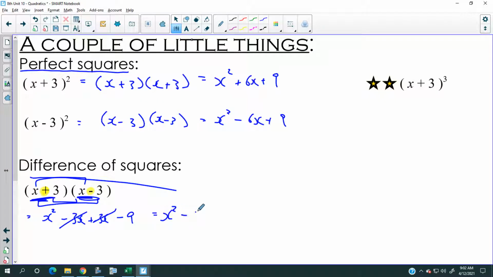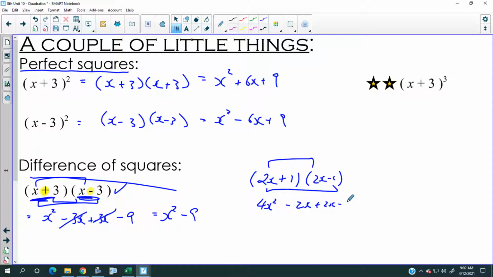So whenever you see yourself in this situation, you know that your answer is going to be a binomial. So for example, even if I were to go like this, watch this. There's 4x squared, my outside, minus 2x plus 2x minus 1. See that? That's the only thing I want to bring to your attention.